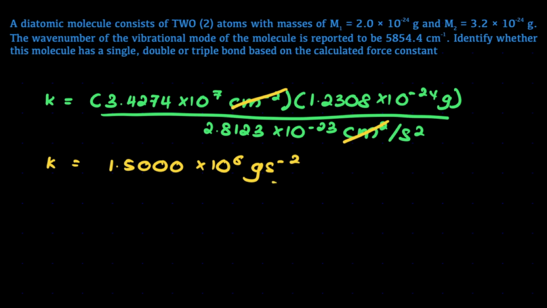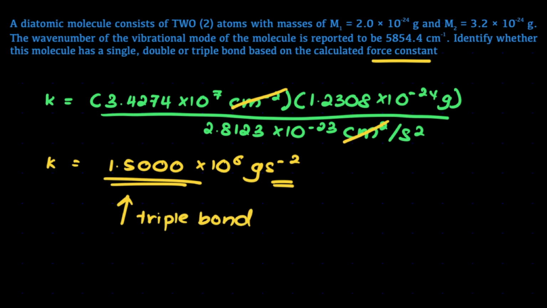So you need to make sure that you get the unit correct. The value for the force constant is actually referring to the force constant that matches the triple bond. So in other words, this diatomic molecule consists of a triple bond. So this is the final answer for this question.